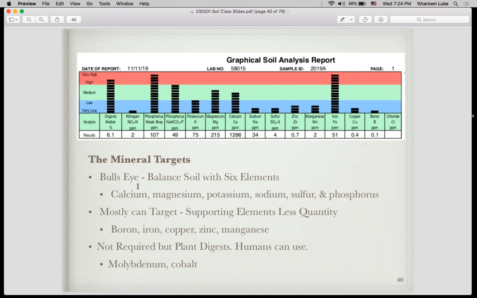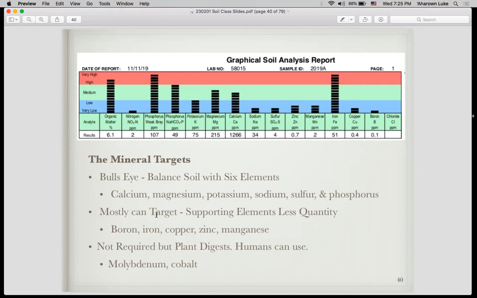Okay, so here is another description of the same soil fertility and soil analysis report. Steve Solomon says some of these elements, these six, you can hit on the bullseye and really dial in your soil. Calcium, magnesium, potassium, sodium, sulfur, and phosphorus are all things that you can see on a test and that you can make a fertility plan to get where you want it to be.